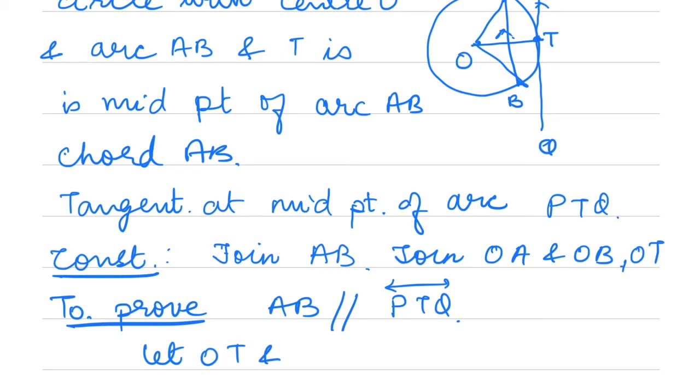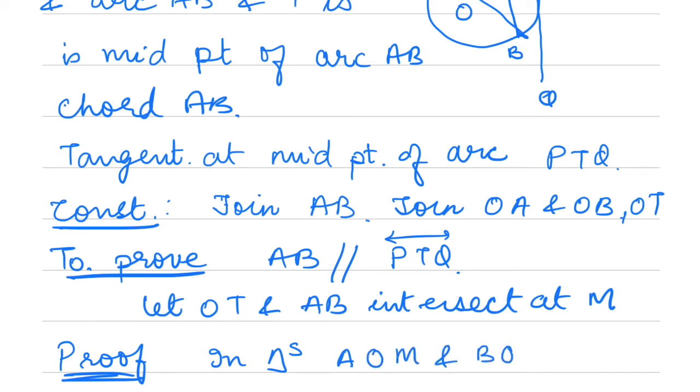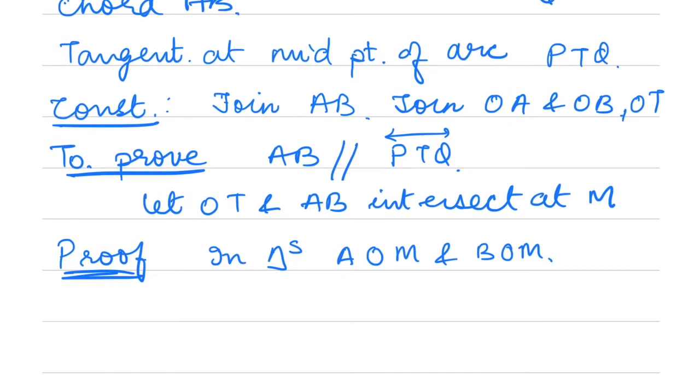OT and AB intersect at M. So this point is M. So now for proof, we'll consider the triangles AOM and BOM. So let's write down our statements and reasons.